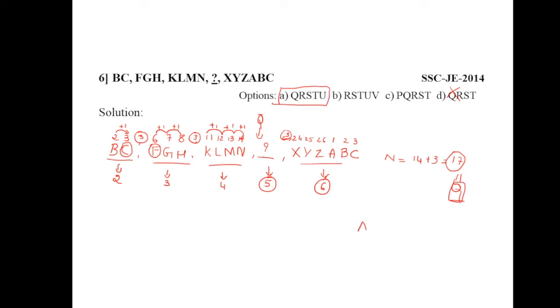So the answer for this question is QRSTU, that is option A. Just see, Q plus 1 is R, plus 1 is S, again plus 1 becomes T, again plus 1 becomes U. So all the logic works for this question. So the answer is A. I will move to the second question, number 7.